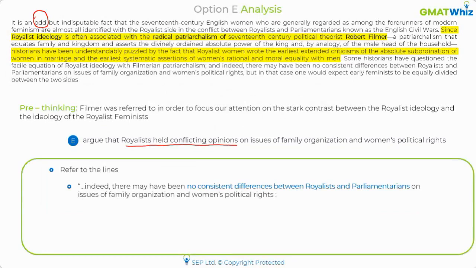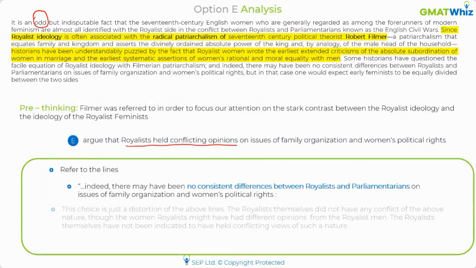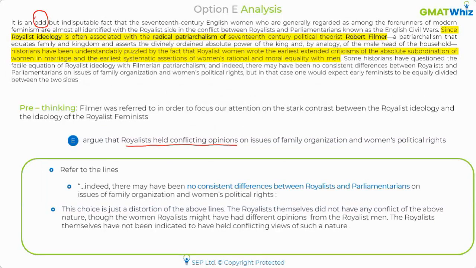There may have been no consistent differences between royalists and parliamentarians. Okay, so here we are not talking about conflicts. All right, this is just a distortion of some lines from here and there. We are talking about conflicting opinions and family organization, women's political rights, which is taken from this line. All of it is put together and we call it a distortion and half-truth trap. So E is also out. A very small percentage of you kind of agreed with A and E towards the end.